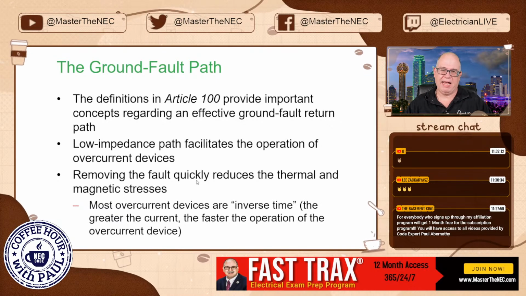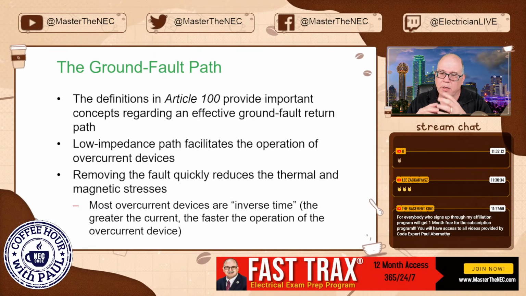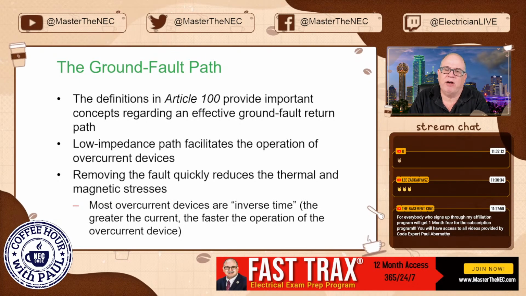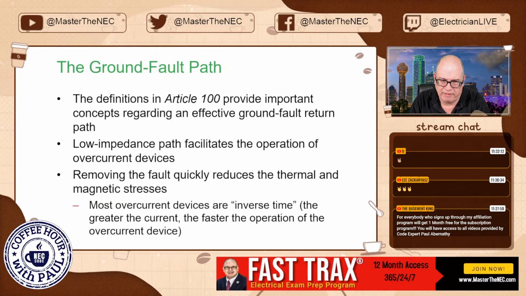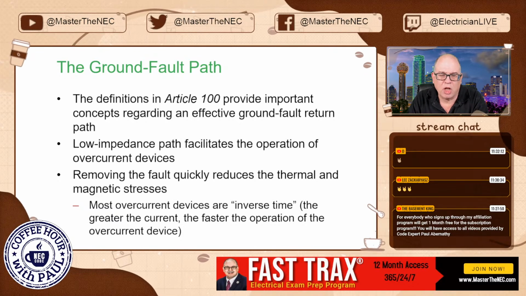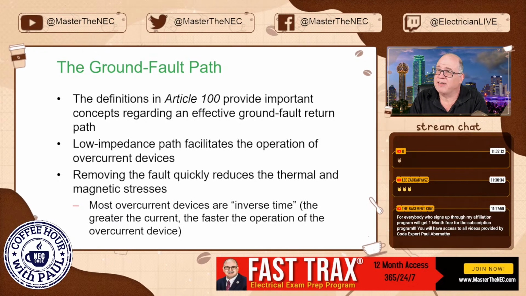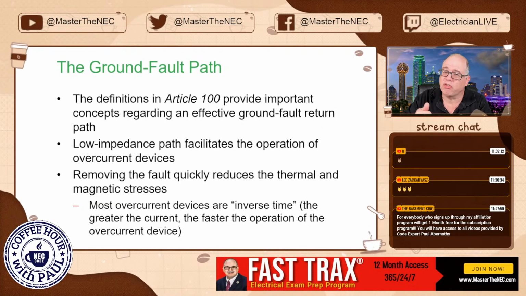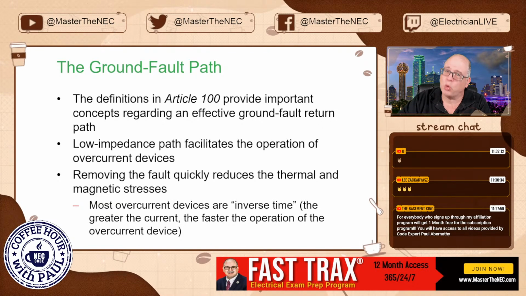Ground fault current path. Now, think about something. We're required to provide an effective ground fault current path so that we can clear overcurrent devices. What is it? It's a low impedance path. It facilitates what? We're going to get that breaker or fuse to blow or the breaker to trip, and we want it to remove the fault quickly.